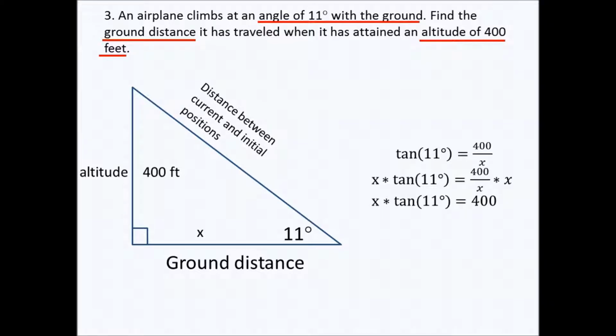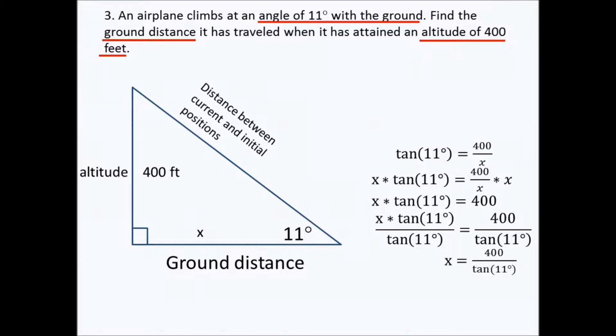The next step is to divide both sides by tangent of 11 degrees. X times tangent of 11 degrees divided by tangent of 11 degrees is equal to 400 divided by tangent of 11 degrees. Therefore, x equals 400 divided by tangent of 11 degrees. X is approximately 2,057.8 feet.